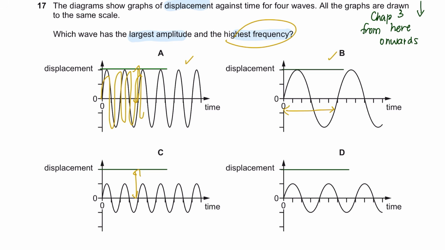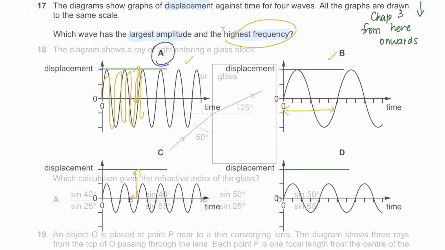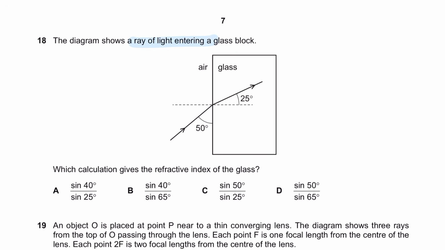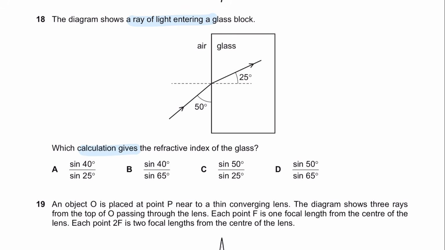So comparing A to B, A has a higher frequency. Question 18. The diagram shows a ray of light entering a glass block. Which calculation gives the refractive index of the glass? Refractive index can be calculated by sine i over sine r, i here being your incidence angle and r is your refractive angle.